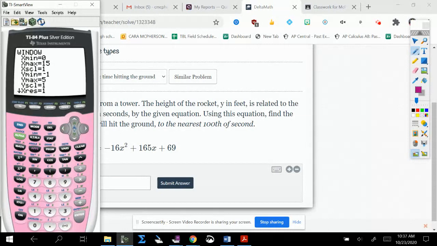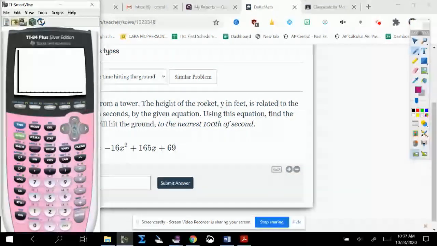the maximum height. So we saw when the vertex was almost 500. So I'm going to have my Y go all the way to 500. And if I hit graph, there is my rocket, fits really nicely, and you can see the path of the rocket over the period of time. It specifically wants to know when does it hit the ground.